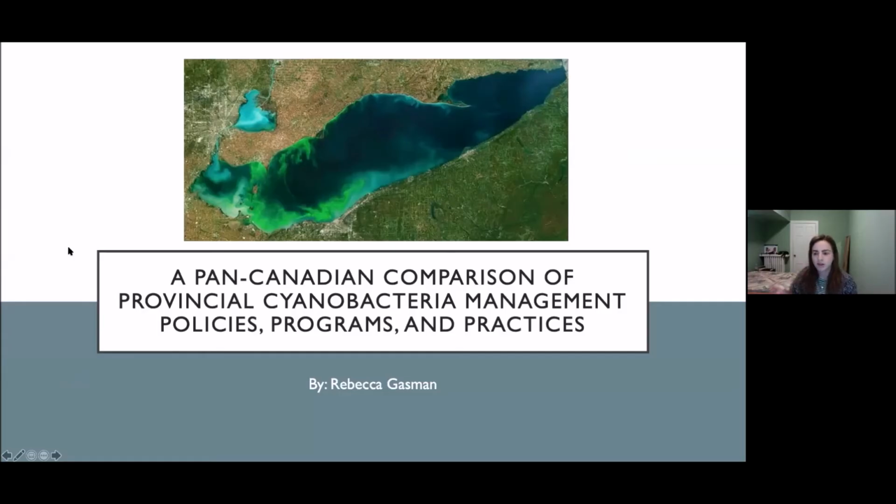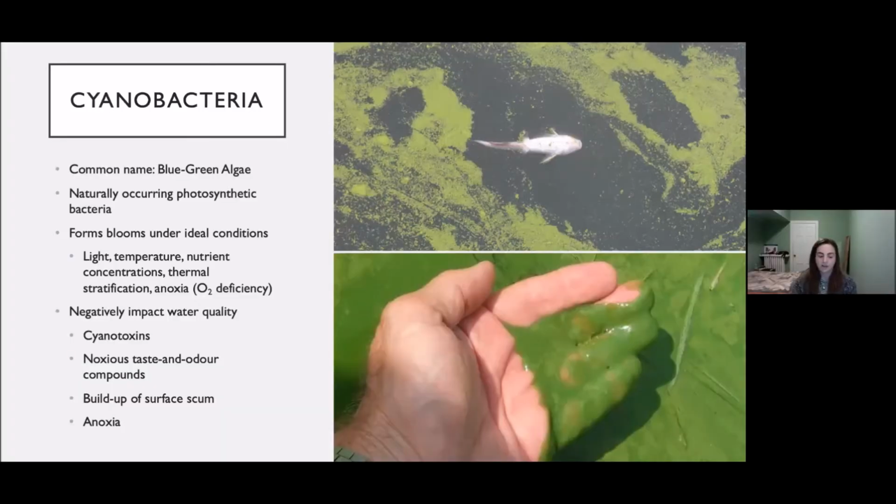So my project is called a Pan-Canadian Comparison of Provincial Cyanobacteria Management Policies, Programs, and Practices. As a lot of you probably know, cyanobacteria, commonly referred to as blue-green algae, is a naturally occurring photosynthetic bacterium that under the right conditions can proliferate to form blooms. These right conditions are light, temperature, nutrient concentrations, thermal stratification, and anoxia, so no oxygen conditions.